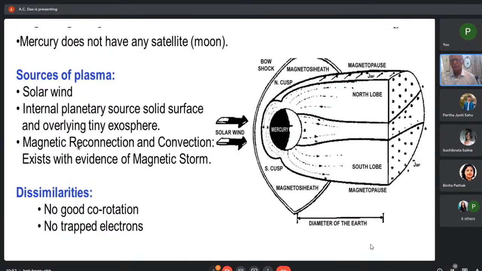Now, what are the dissimilarities between the magnetosphere of the Earth and the magnetosphere of Mercury? It is that there is no good co-rotation.